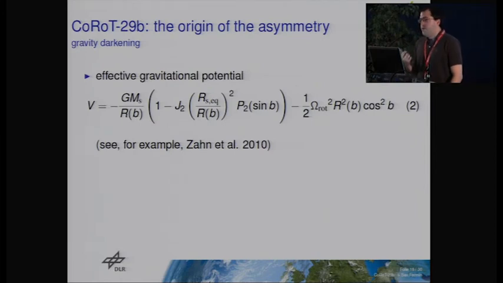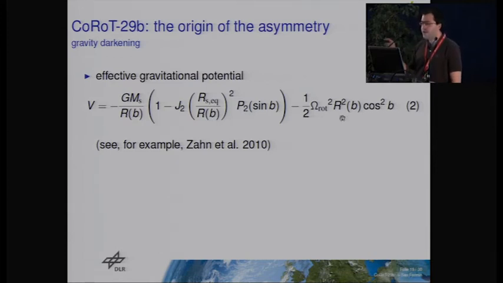We try to do some approach. Let's assume that we have a star which is not spherical. Let's describe this effective gravitational potential as the standard one, the point mass function, and then we put this quadrupole moment, which depends on the radius and the polynomial, and then we have the rotational term.